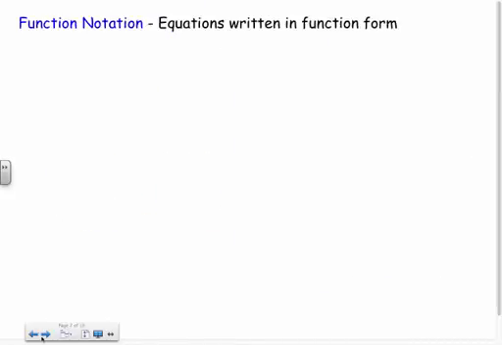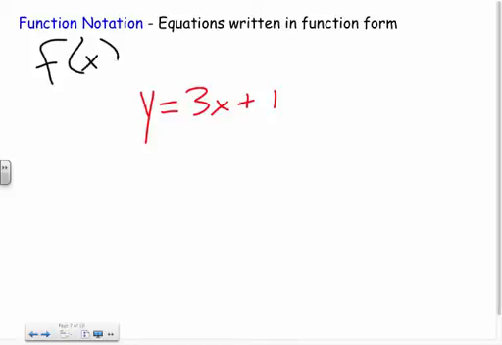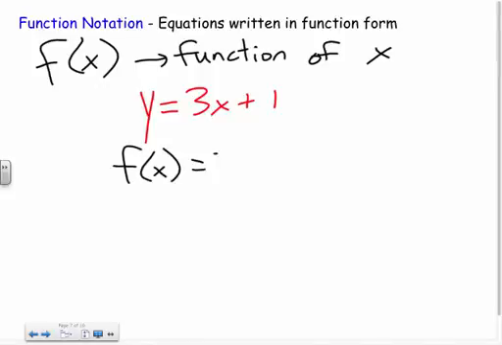Okay, you have function notation. You've been seeing equations with y before, for example, something like this, when we've been working with things on a coordinate plane. Well, now we're going to use function notation instead of having y for our output. So we're basically going to replace y with f of x. And we read that as a function of x. So instead of having this y, I'm going to replace it with f of x, a function of x, where x is my input.